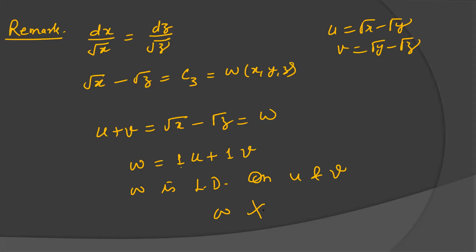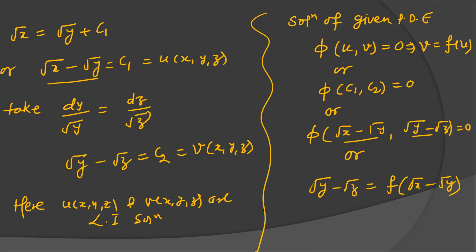So for finding a solution of a first order PDE, we have to take only two proportions or two ratios, and we will get two linearly independent solutions there. No need to do this third solution. We can take any two which are easy to solve. Always remember this point.